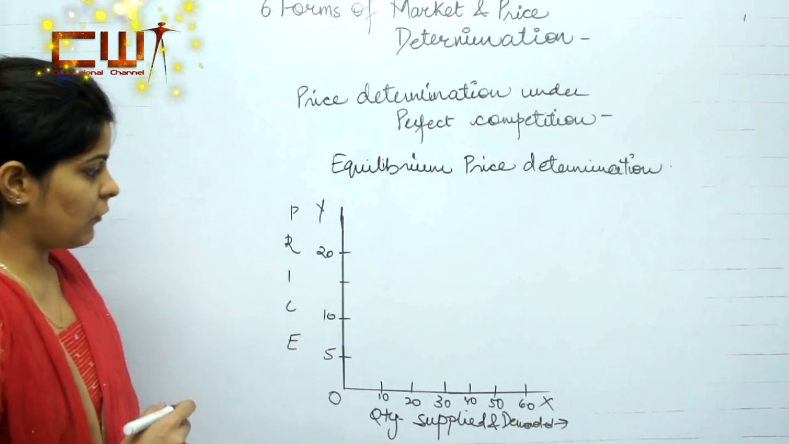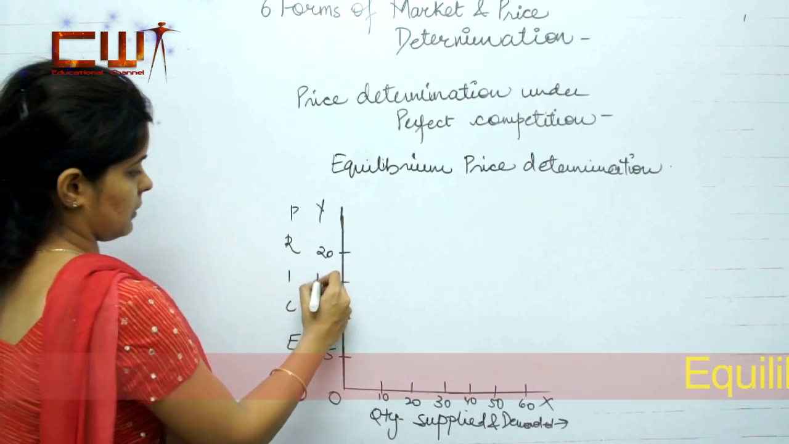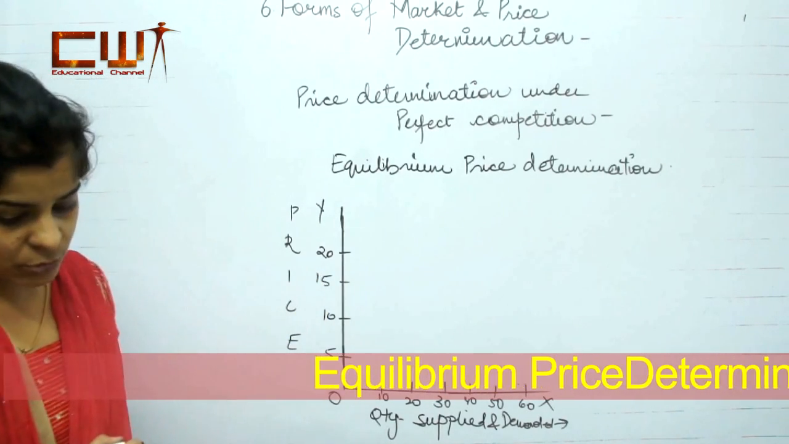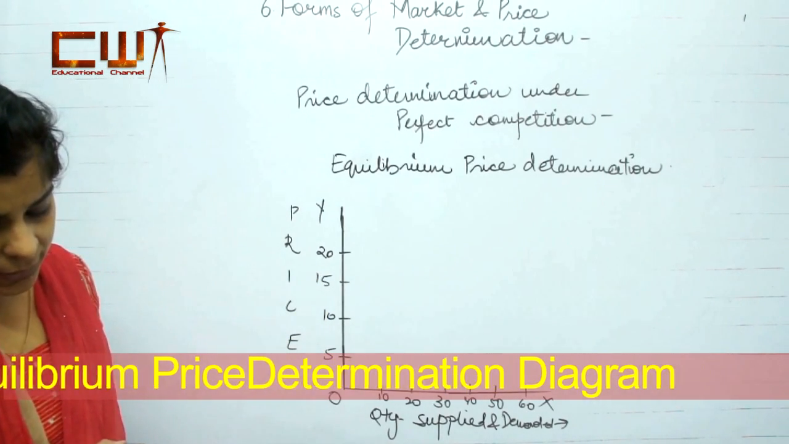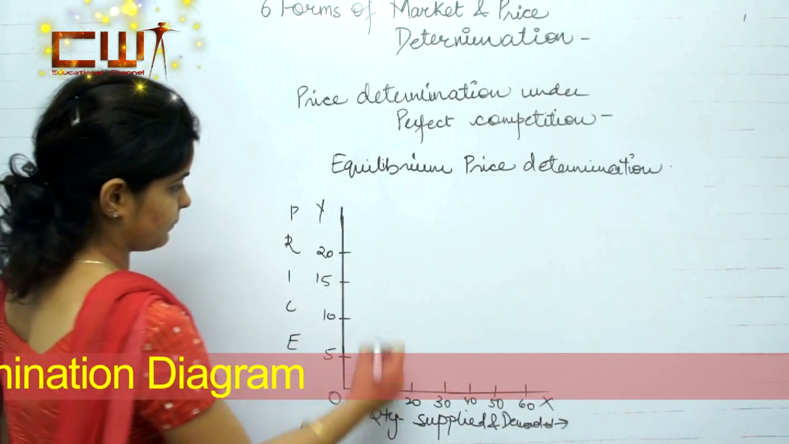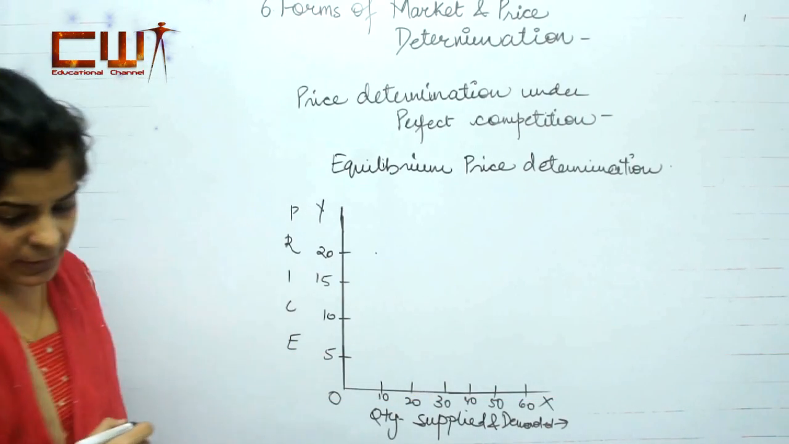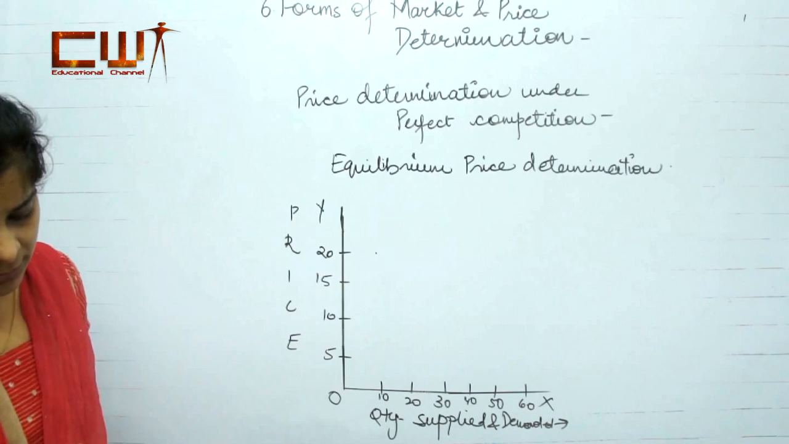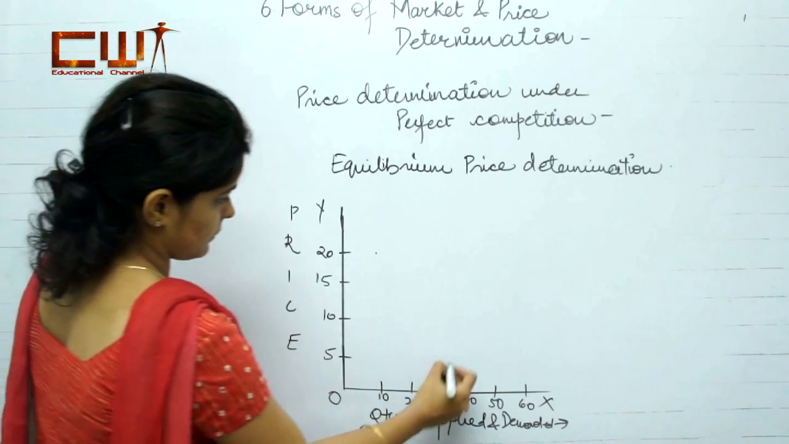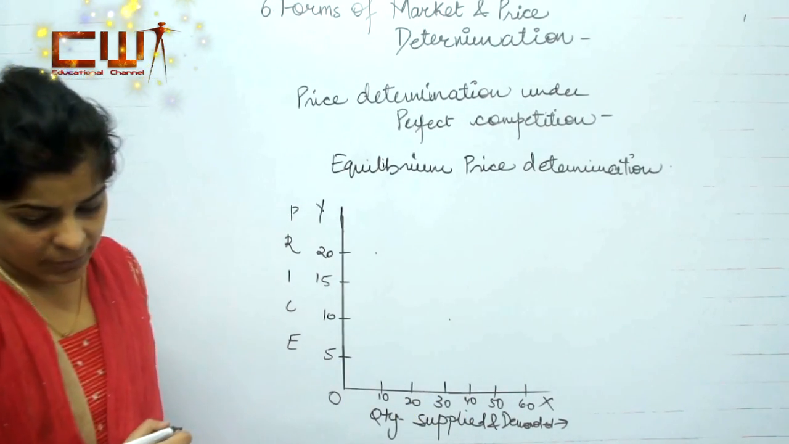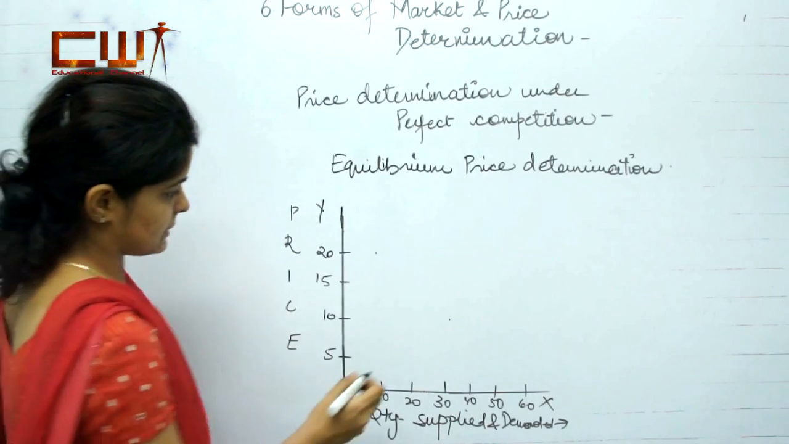Now we will make the demand and supply schedule. At the price of 20, your demand is 10. At the price of 10, it is 30. At the price of 5, it is 60.